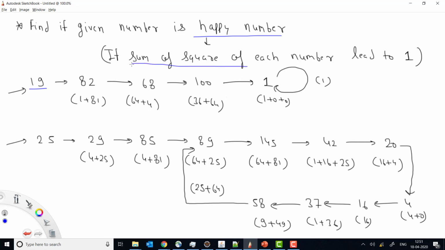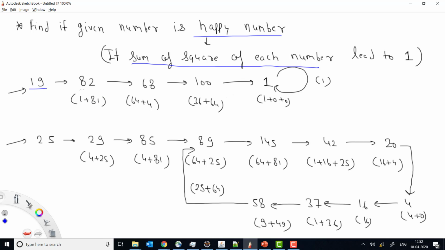So you need to understand this point first of all. What we are trying to say is the sum of the squares of each digit. So we have two digits here, so we'll do the square of each digit and then we'll do the sum. Now we'll check whether it is leading to 1 or not. Till now we don't have 1, so we don't stop here, we go further.